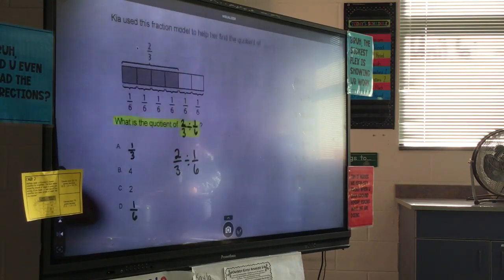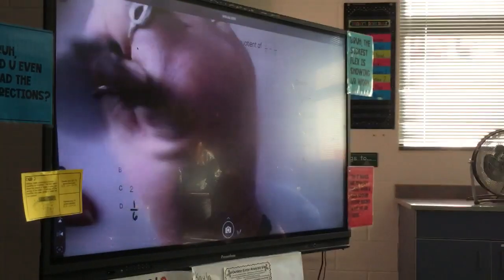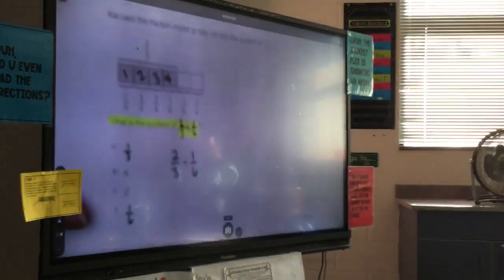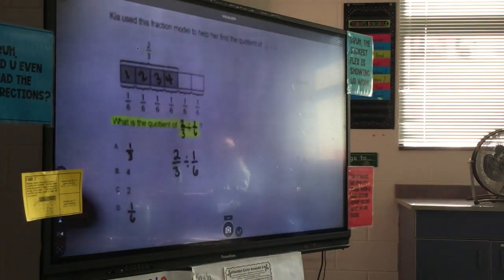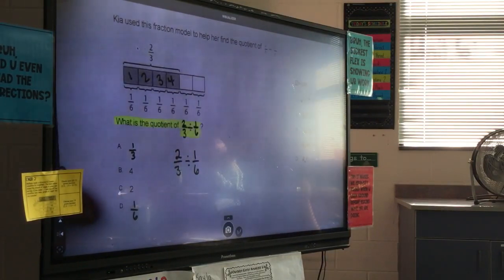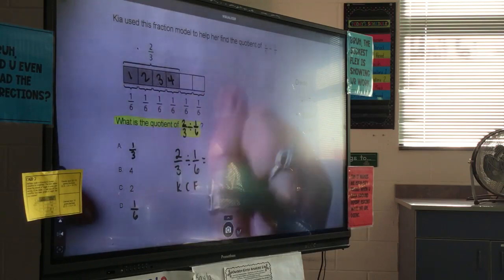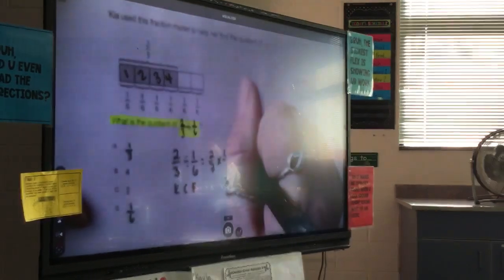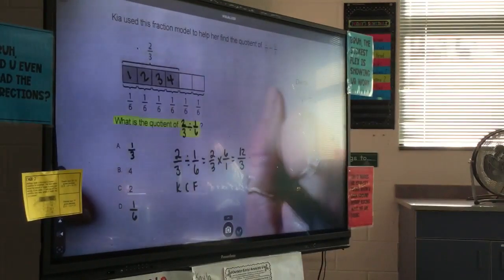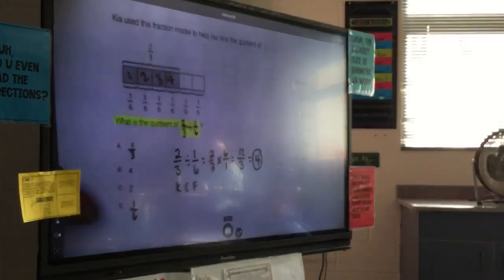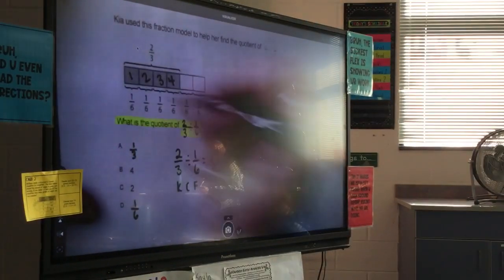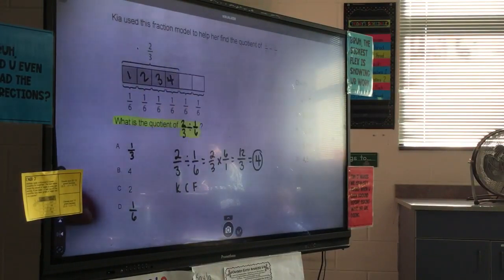All right. So, is that your answer? How many of you got 4 as your answer? So again, all I did was count my blocks, right? All right, so keep, change, flip. We have 2/3 times 6/1. That becomes 12/3, which gives me 4. Either way, if you can show me your work by going 1, 2, 3, 4, I'm good. If you want to show me your work this way, I'm good.